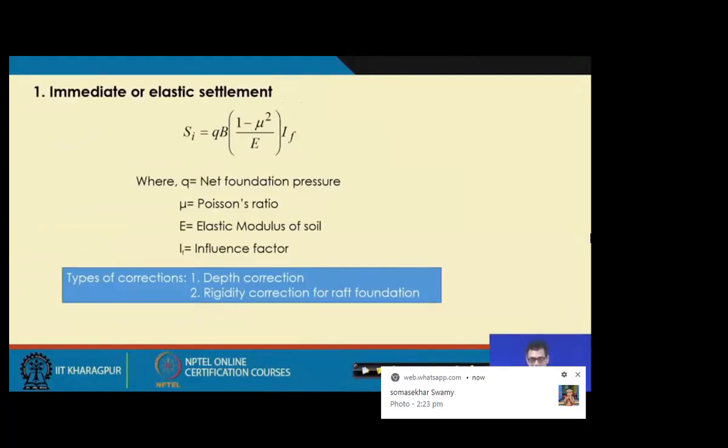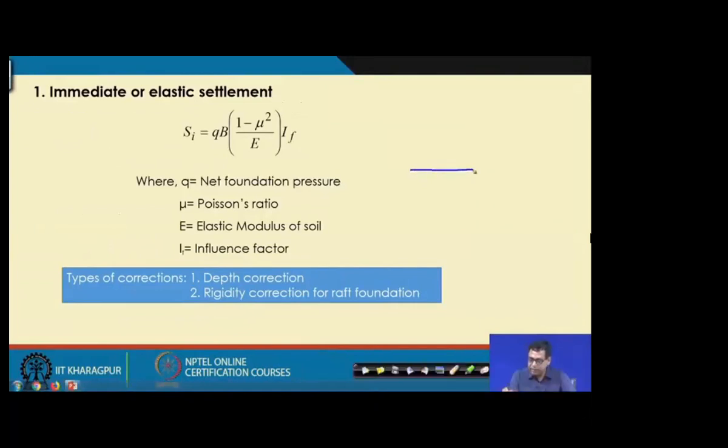Where q is the net foundation pressure. So, that means the q value is how much net pressure is acting at the foundation base. So, that is called q. B is the width of the foundation. Mu is the Poisson ratio of the soil, and E is the elastic modulus or Young's modulus of the soil.